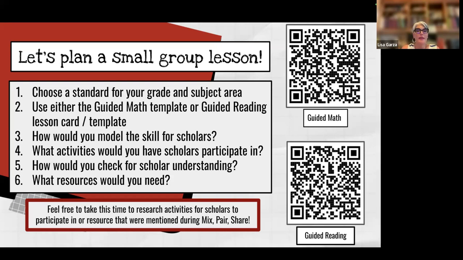And feel free to take the time to research activities for scholars to participate in or resources that were mentioned during any of our interactions together. All right, go ahead and get started. Scan the QR code for your grade and subject area.